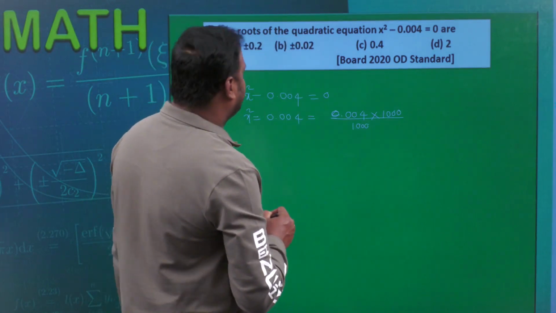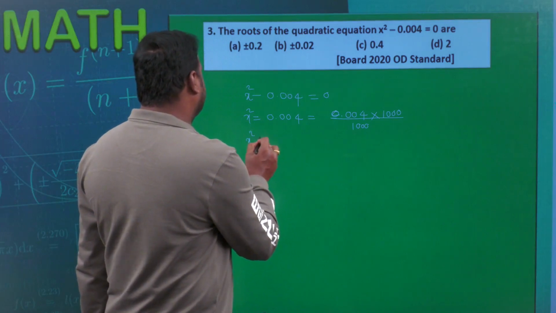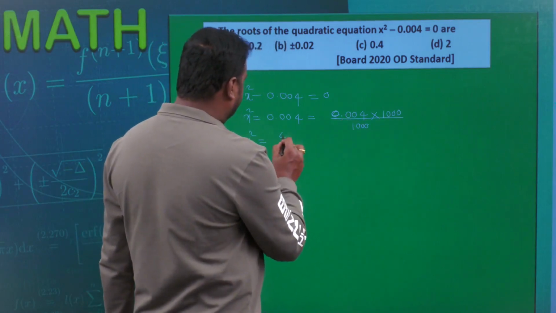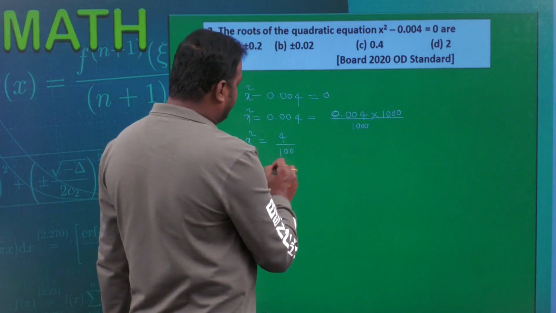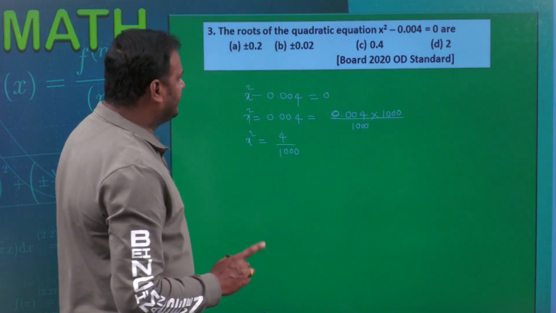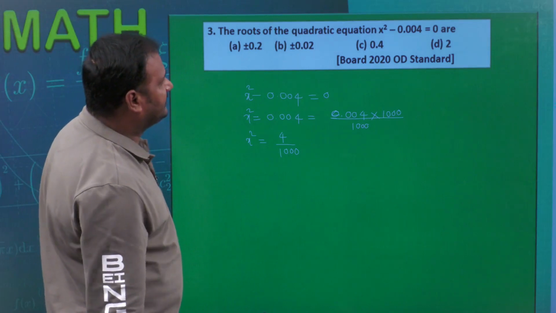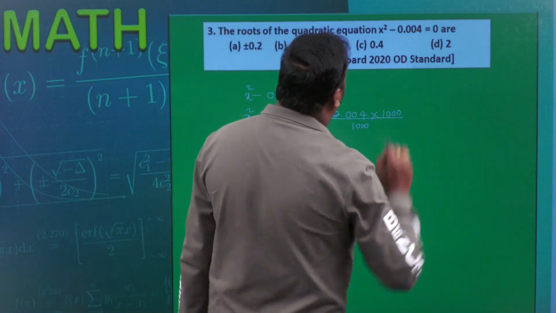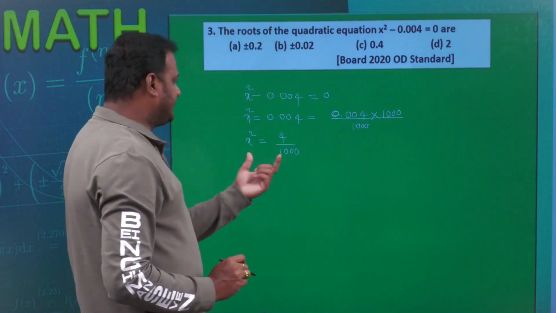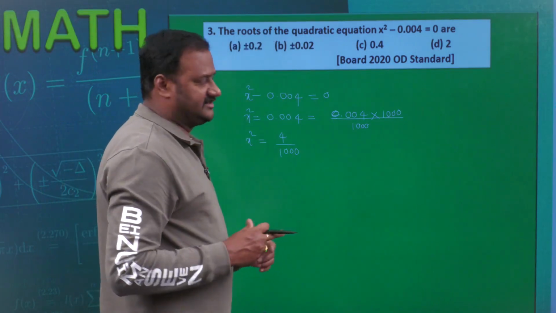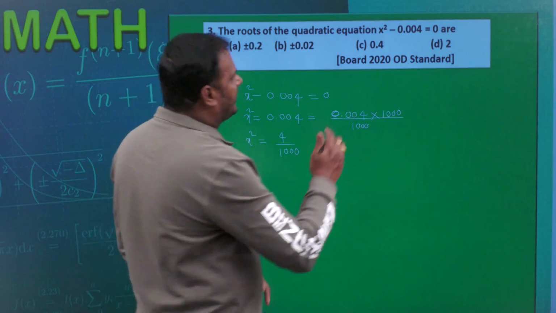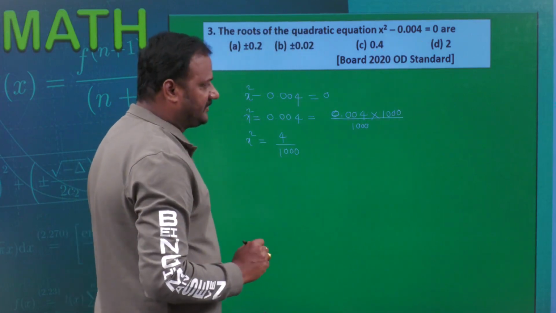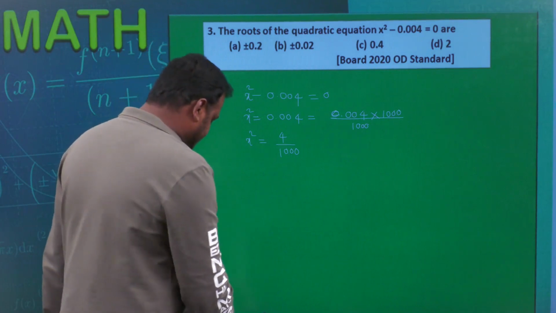So then you will get x square is equal to 0.004 multiplied by 1000, which is 4, divided by 1000. Okay. So 4 divided by 1000. Here you need to understand one thing, that here it is 0.004, and you will not get a perfect square here because 1000 is not a square number. So one 0 is extra here or one 0 is missing here in the problem. So that is why we will do one thing.